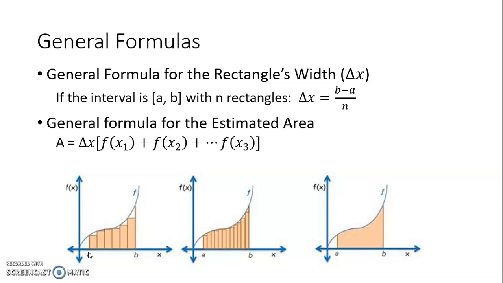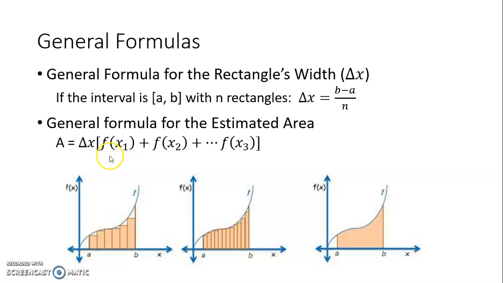Now, for the height of each rectangle, you take the x value that's here. If you wanted to use right endpoints, you take the right x value and you put it into your function, and that would give you the height. If you wanted to use left endpoints, you would take the left side of the rectangle, that x value, and put it into the function. And if you wanted the midpoints, you would take the middle value in the rectangle. So you would have to find the middle value. You can average the two x values that make up the ends, and that would get you the middle.